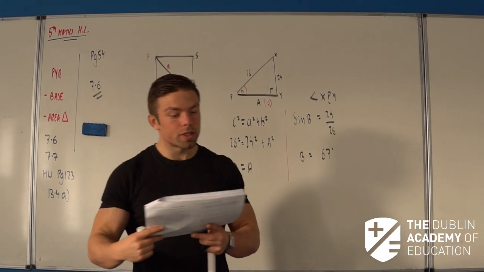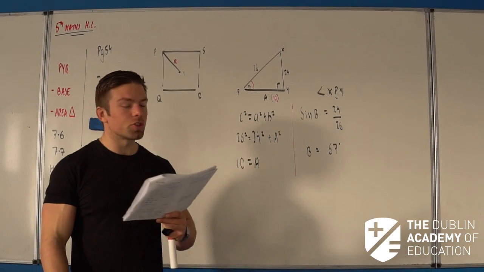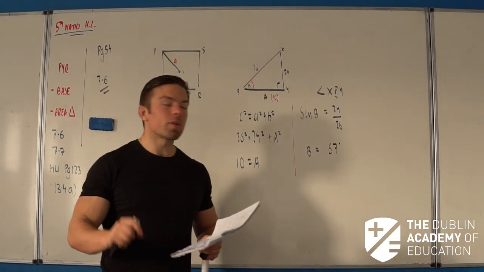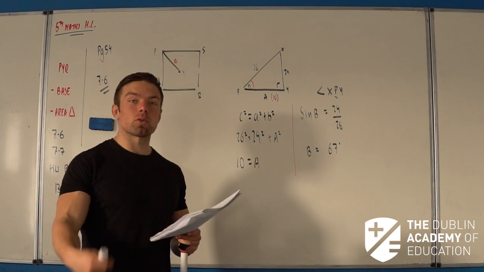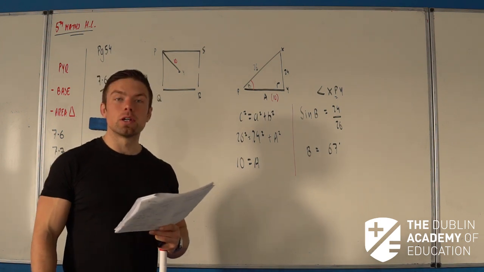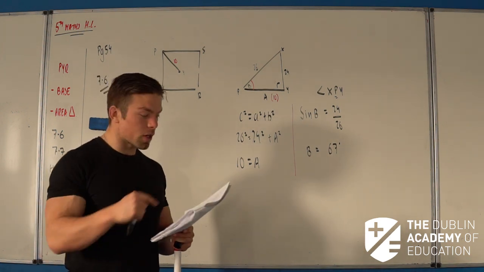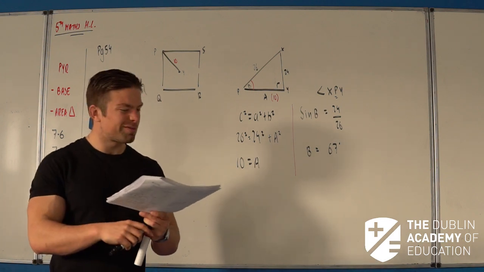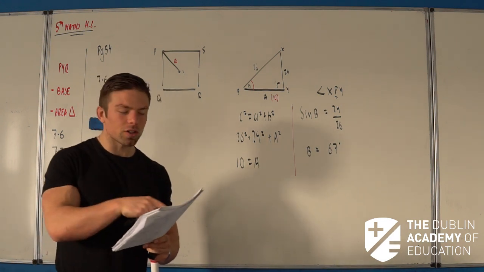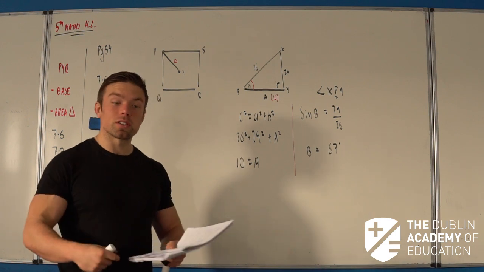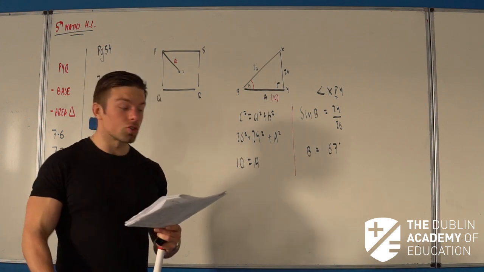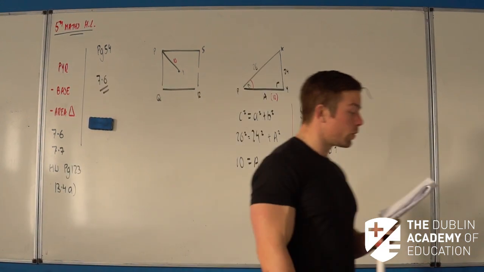And then part 3 says, show that PQ is 10 root 2. Again, I would much prefer if the examiner worded this as find PQ, because then at least we know where to go. Giving you the answer is kind of worse than giving you a hint. It just confuses students. So show PQ is 10 root 2.